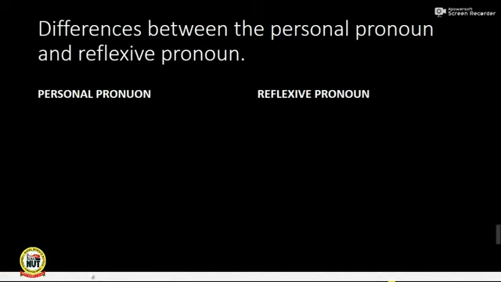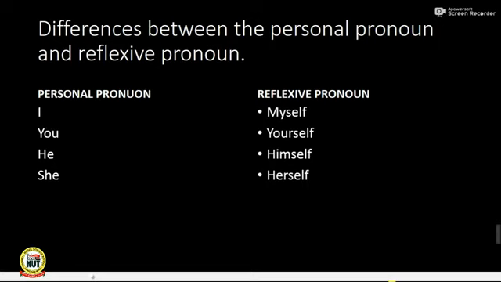Let's look at the differences between the personal pronoun and the reflexive pronoun. The personal pronoun is talking about I, while the reflexive pronoun is talking about himself. Yes, there is the self added to it. Now, let's see what we have. I, myself; you, yourself; he, himself; she, herself; it, itself. Now we see the difference between the personal and the reflexive pronoun. The personal pronouns: I, you, he, she, it. The reflexive pronouns: myself, yourself, himself, herself, and itself.